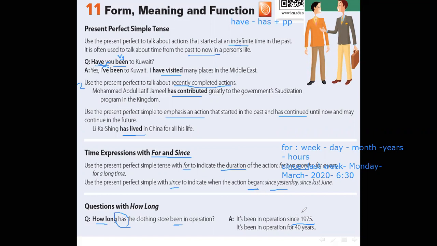When we use since or for in the answer, we should ask about them by using how long. It has been in operation for 40 years. So we should ask about for and since by using how long. Do you get it?